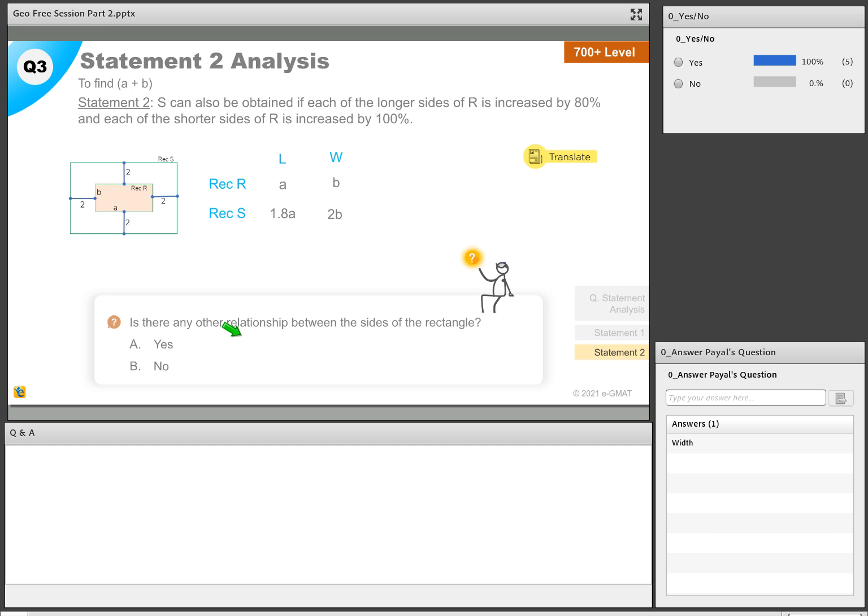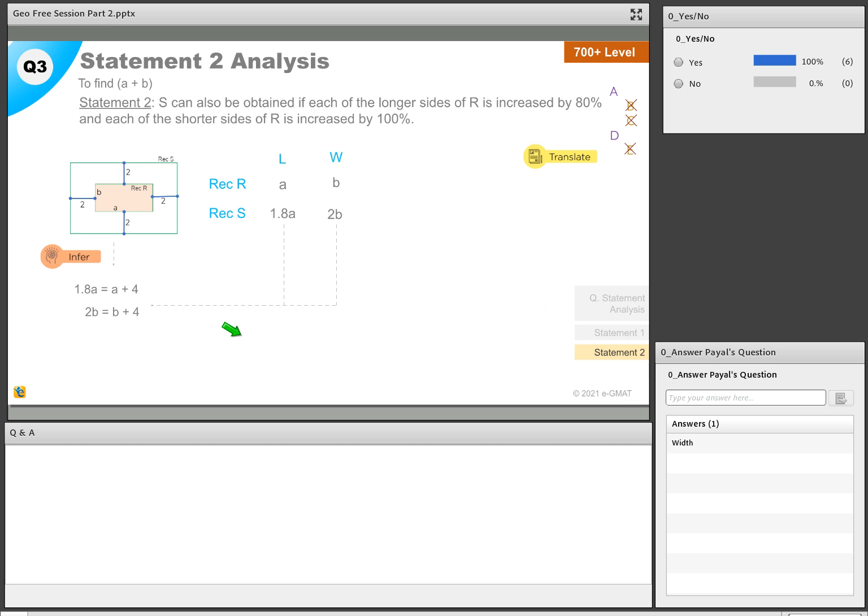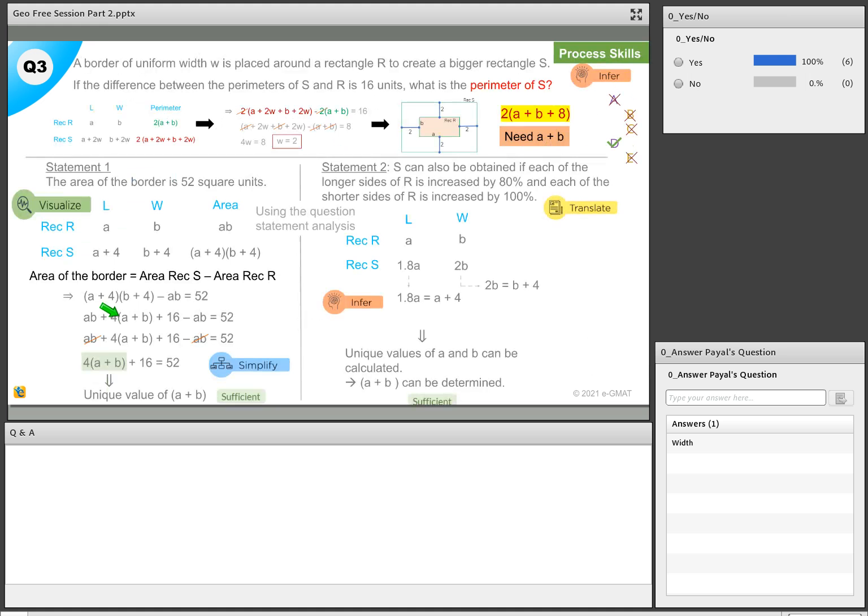Yes, absolutely. The width is given to you because you've already figured out the width. Now, because the width is given to you, you already know that the length of rectangle S was A plus 4, right? And the width was B plus 4, which means you now can calculate the individual values of A and B, which means you can calculate the sum, which means that statement 2 is also sufficient. Therefore, choice D is the correct answer. So tell me, why did you falter in this question? I'm pretty sure, because again, if I look at the responses here, not many of you selected choice D as the correct answer.